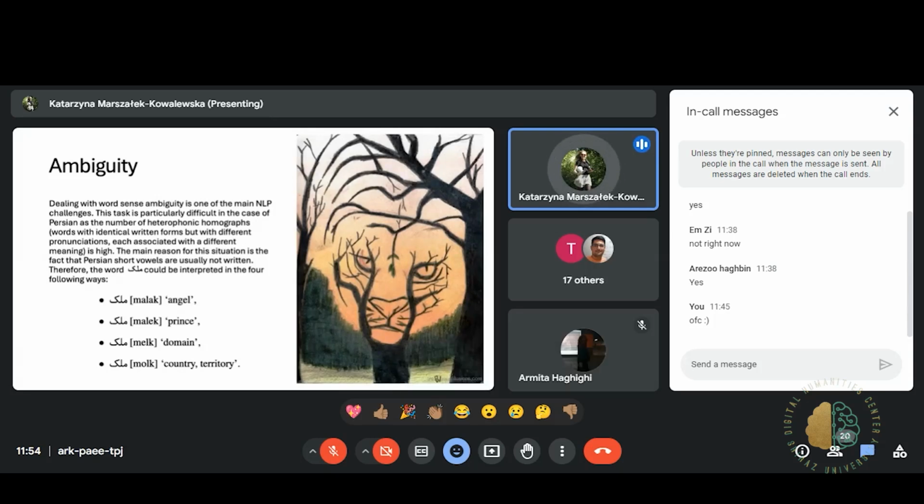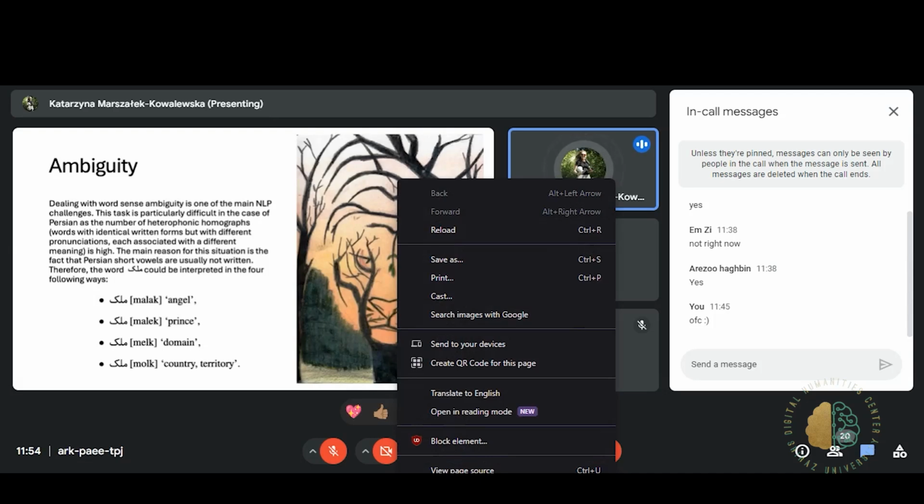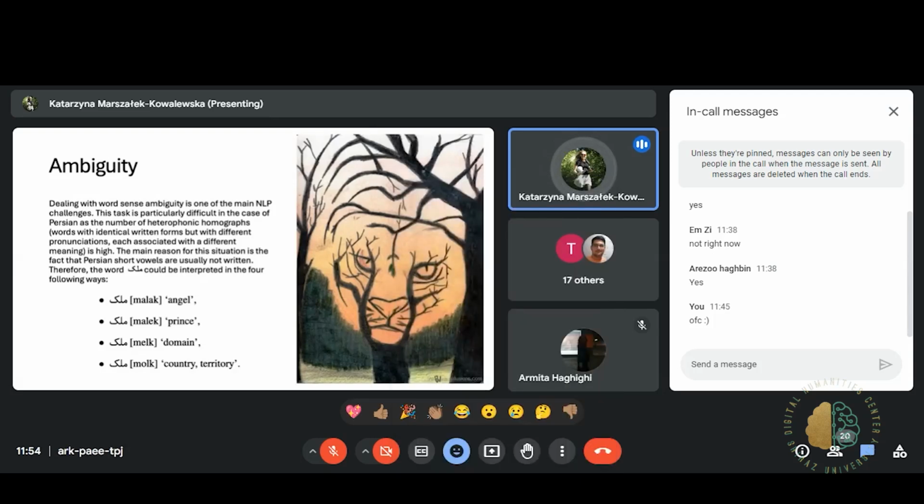Ambiguity. This is also related to what we were talking about last time. In general, ambiguity is one of the biggest challenges for NLP, regardless of the Persian language. However, this task is particularly difficult in the case of Persian because the number of heterographic homographs is so high. A heterographic homograph is a word with an identically written form but a different pronunciation. The reason the number is so high in Persian is the fact that short vowels are usually not written.